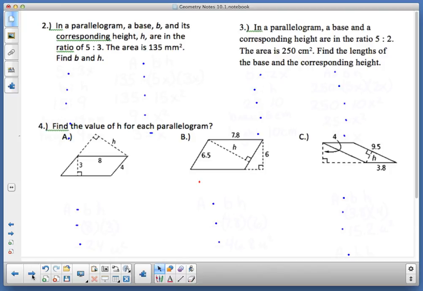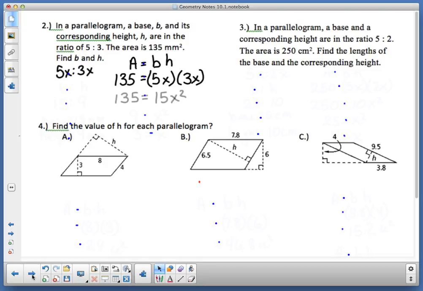In a parallelogram, a base B and its corresponding height h are in a ratio of 5 to 3. The area is 135 millimeters squared. Find B and h. Now we've done this before. We've got to write 5 and 3 in terms of x, so that's 5x to 3x. We also know that the area is base times height, and the area is 135 millimeters squared. The base is 5 and the height is 3, and as we go through, we go 5x times 3x. That's 15x squared is equal to 135.